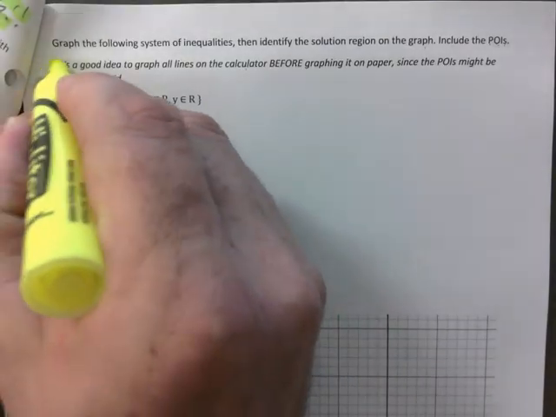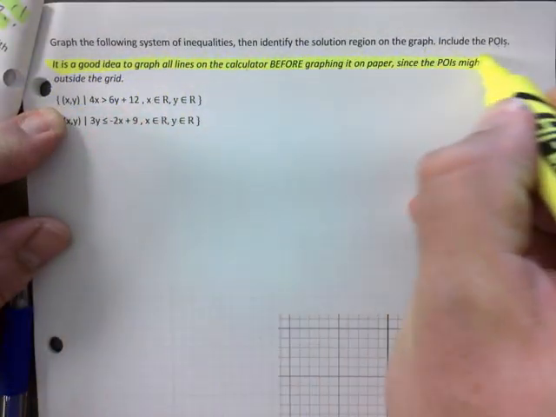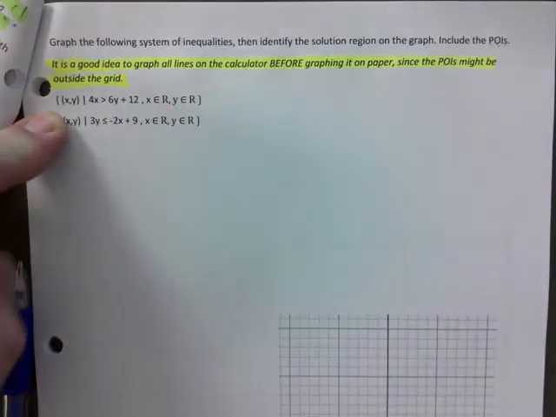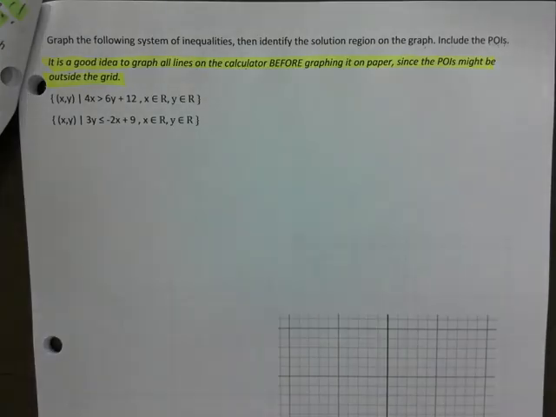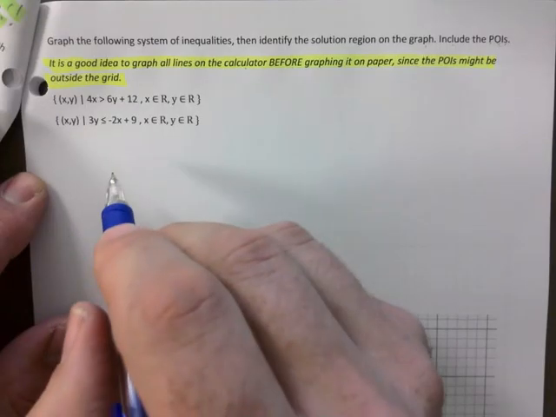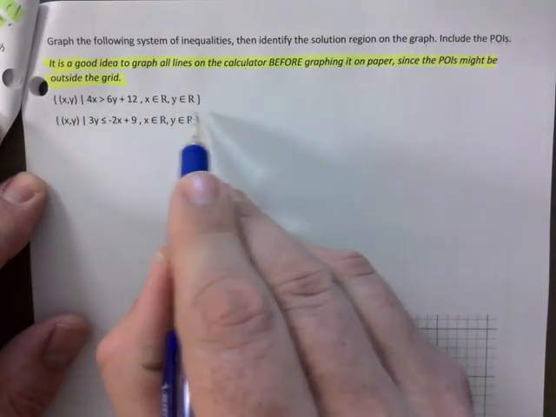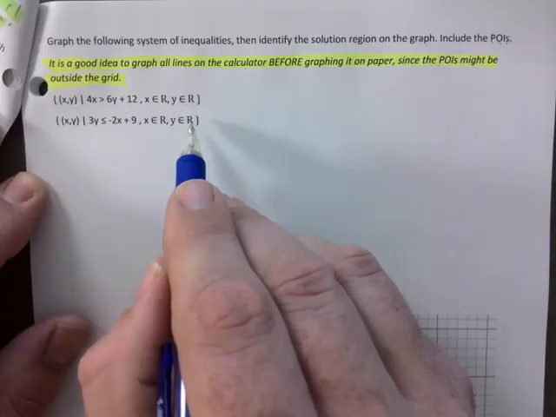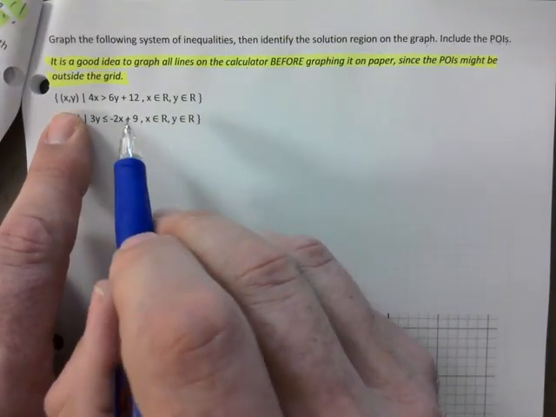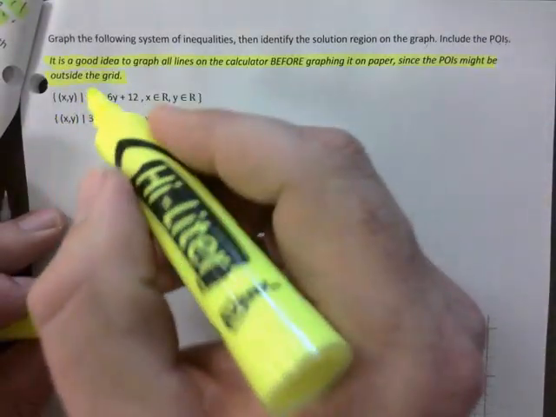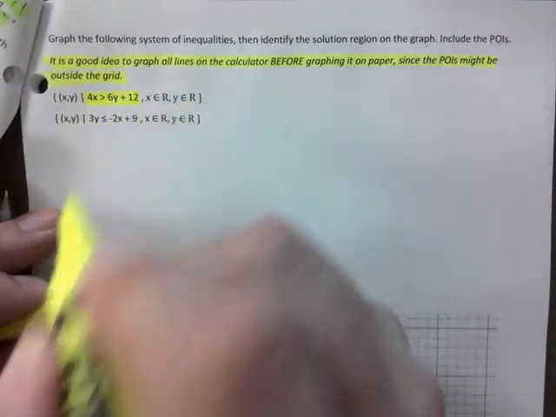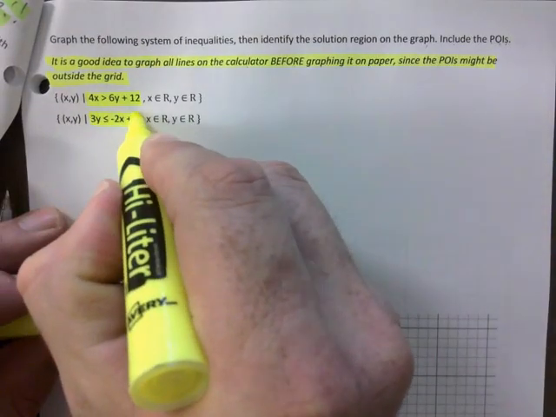Once you have systems, I would encourage you to graph it on your calculator. What is it supposed to look like before you actually commit to putting it down on paper? I used the textbook version of how they would present inequalities to you. It looks scary, but it is not. The first inequality is right there, and the second one is right there.